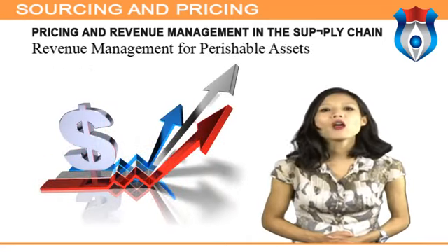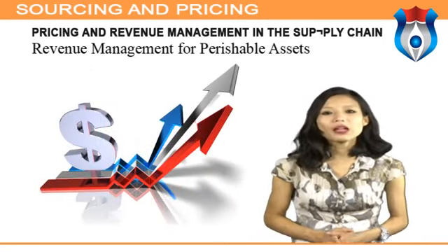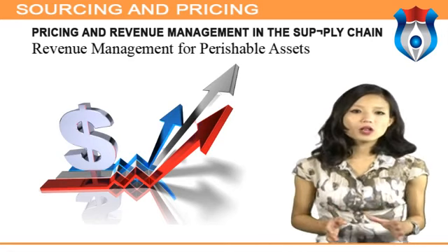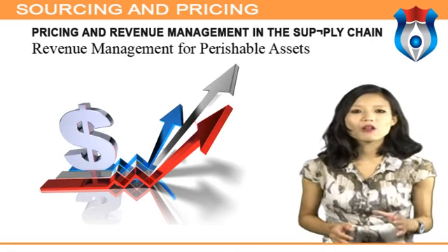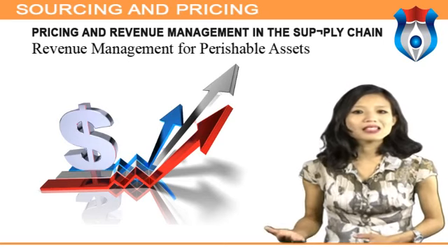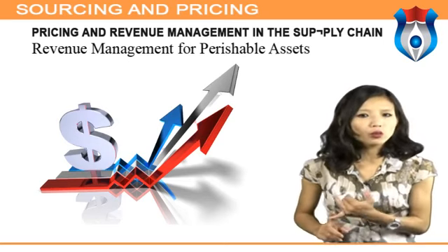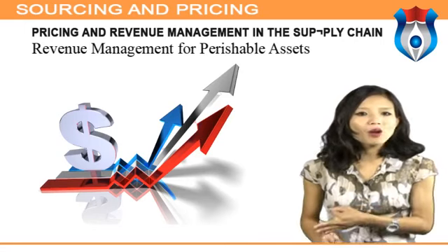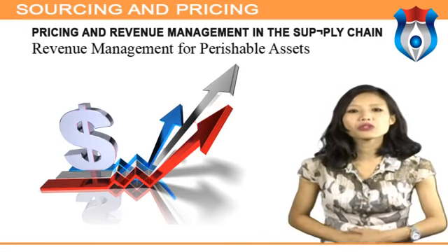Revenue management for perishable assets. Any asset that loses value over time is perishable. Fruits, vegetables and pharmaceuticals are perishable. Perishable assets also include products such as computers, cell phones, and fashion apparel that lose value as new models are introduced.